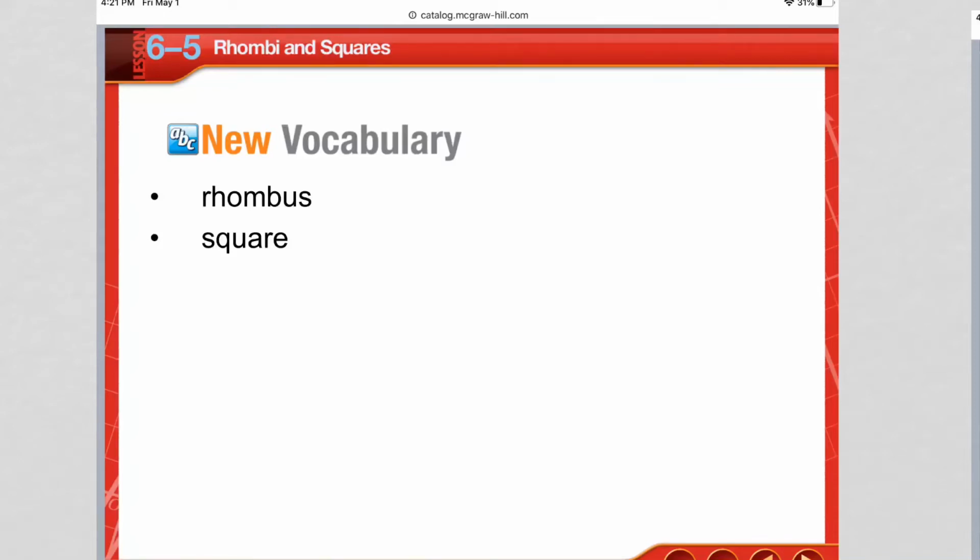Welcome to rhombi and squares. So first thing we need to talk about the definition of both a rhombus and a square. So let's start with a rhombus.